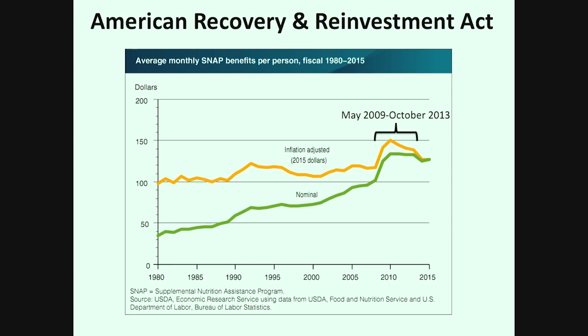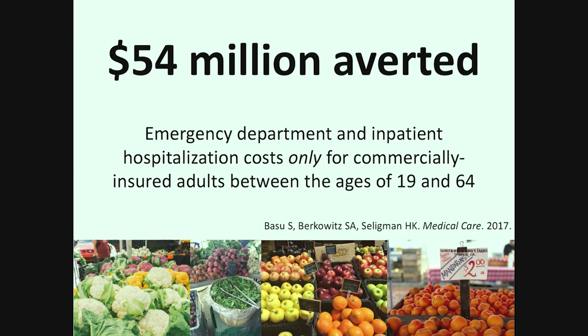And in fact, when we did this, we looked across commercially insured adults this time, and what we found was an 8% increase in the odds of being admitted for low blood sugar at the end of the month that we could see before the American Recovery and Reinvestment Act and after it, but it disappeared between May of 2009 and October of 2013, suggesting that SNAP made a difference. And because we looked at this within an insurance data set, we could ask how much we saved per year by not having those low blood sugar admissions. There's your number: $54 million in emergency department and inpatient hospitalization costs saved just for those commercially insured adults between the ages of 18 and 64.